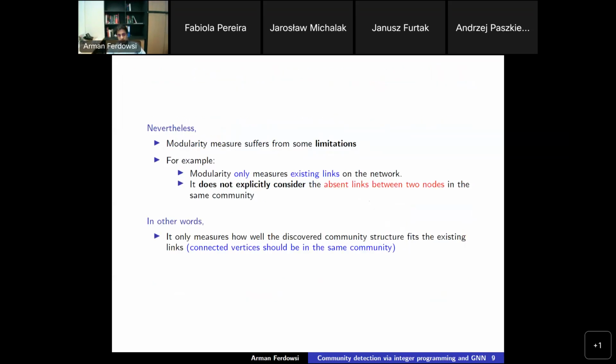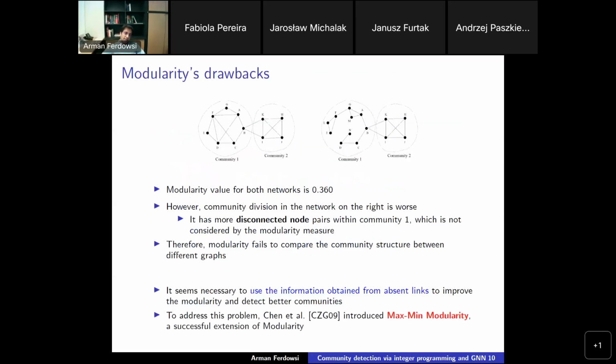Unfortunately, however, it has turned out that modularity suffers from some drawbacks. For instance, it only takes the existing links into account and does not pay attention to the missing links. In other words, modularity only measures how good the obtained communities are with respect to the number of edges connecting vertices to each other, while it never considers the fact that absent links may reflect some relationship. For example, here you can see two graphs with the same number of edges and the same modularity values for a given partitioning. Nevertheless, you can easily observe that the left partitioning is much better than the right one. So relying on modularity alone cannot help us detect the best communities.